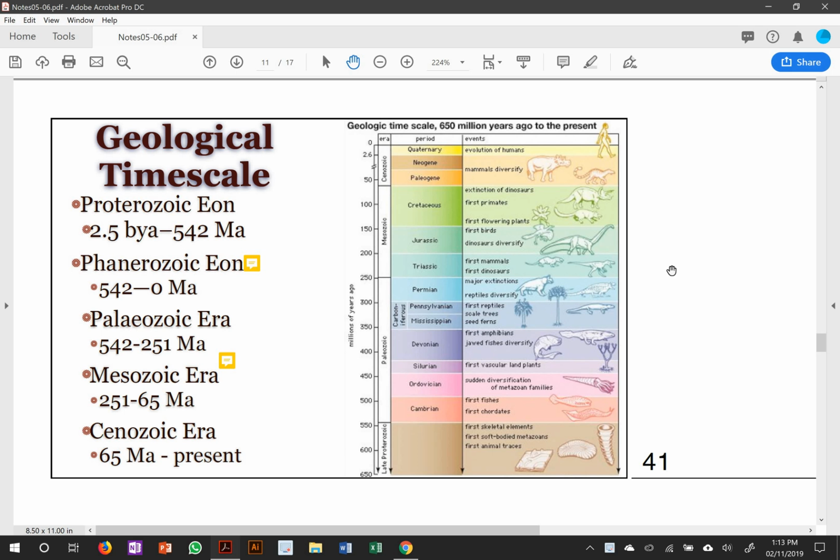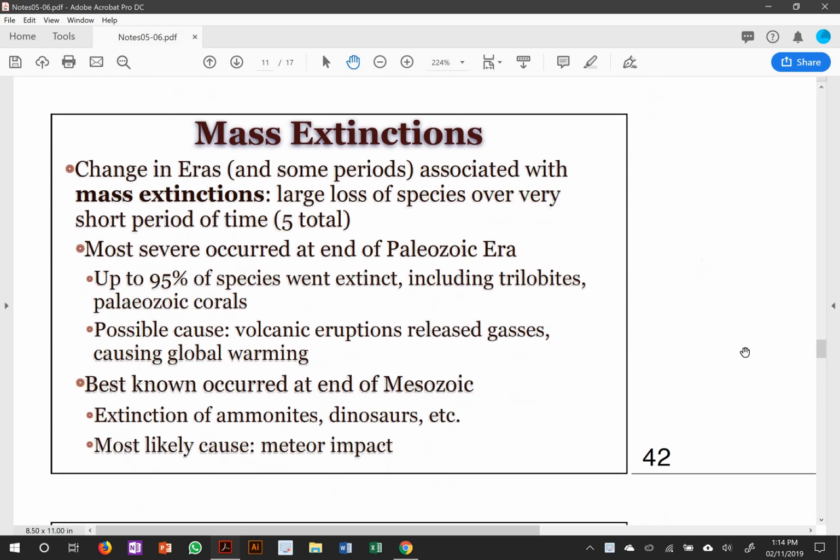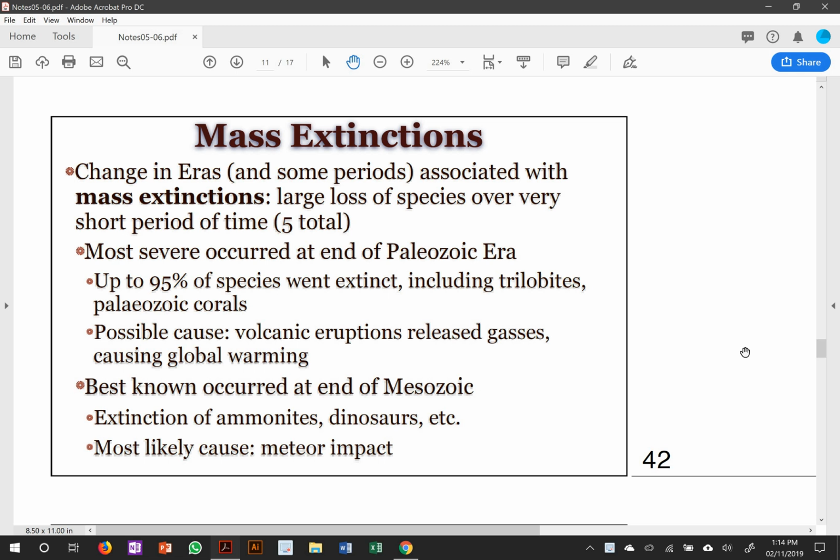The ones that are probably most important for what we're going to be talking about now are the Ediacaran, which isn't labeled on this particular diagram, but belongs here. It's the last period of the Proterozoic. And then the Cambrian, which is the first period within the Paleozoic era. Okay. All right.